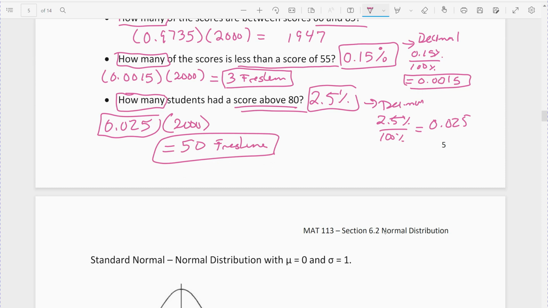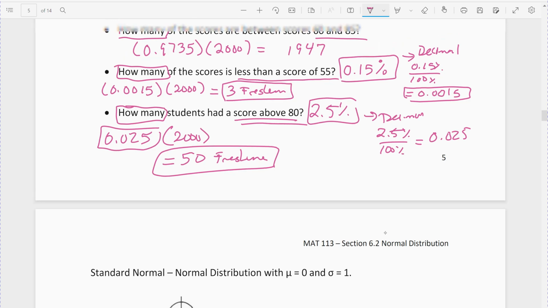Alright, so that's the last example, putting it all together with the percents under the normal curve and our standard deviations using our rule of thumb. 1 standard deviation, 68% of people land there. 2 standard deviations, 95% land there. 3 standard deviations, 99.7% land there.